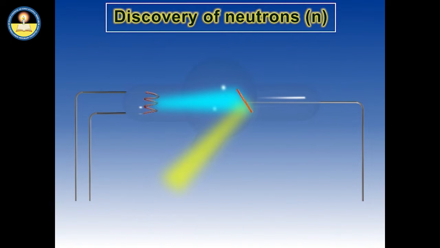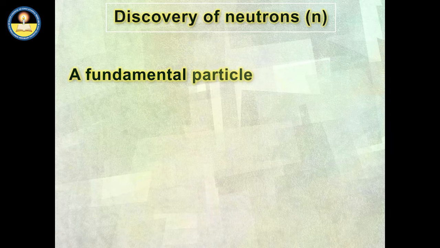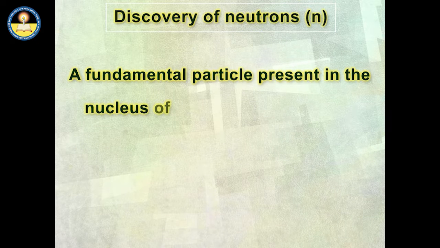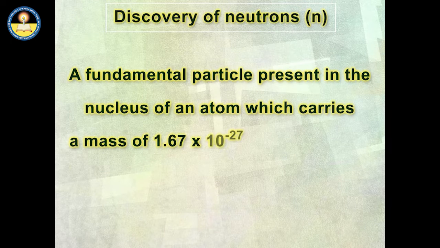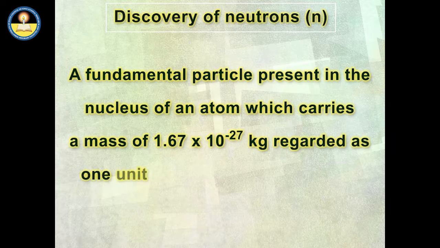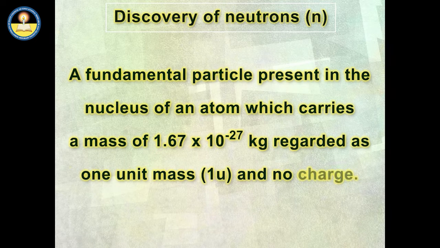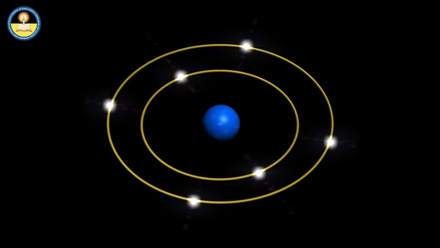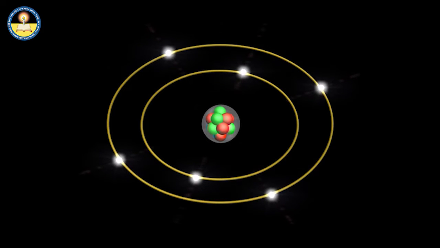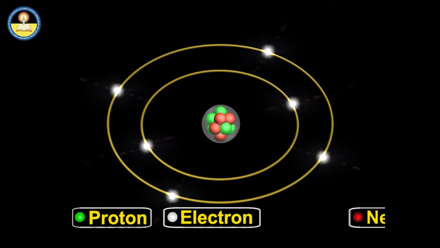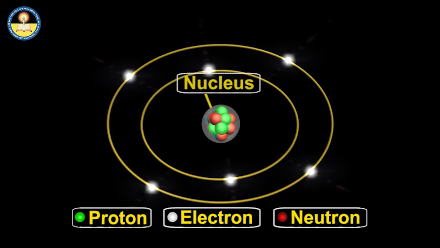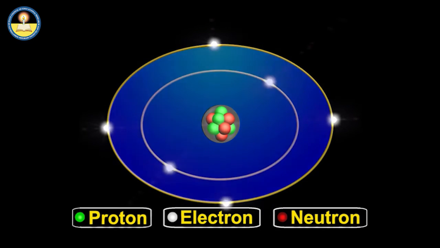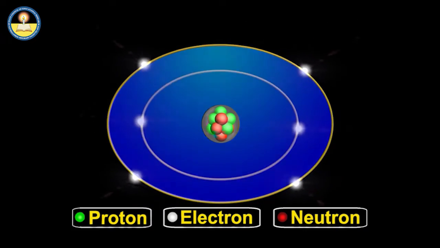Thus, neutron may be defined as a fundamental particle present in the nucleus of an atom which carries a mass of 1.67 × 10^-27 kilogram, regarded as 1 unit mass and no charge. We have studied the 3 subatomic particles, that is electrons, protons and neutrons. Out of these, protons and neutrons are present in the nucleus, while electron is present in the extranuclear portion. We can sum up this information as follows.